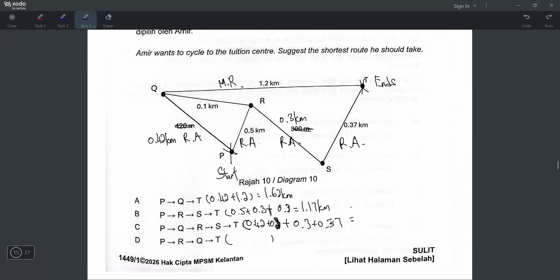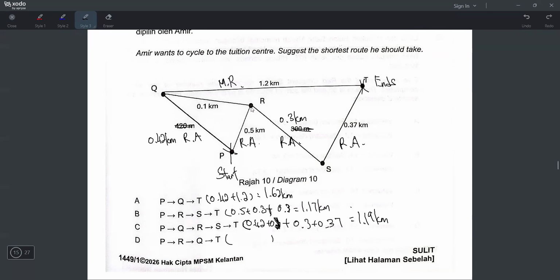So let's press 0.42 plus 0.1 plus 0.3 plus 0.37. Okay, I got 1.19. Wait, did I press correctly? PQRST: 0.42 plus 0.1 plus 0.3 plus 0.37. Yeah, correct lah. Okay, last one.